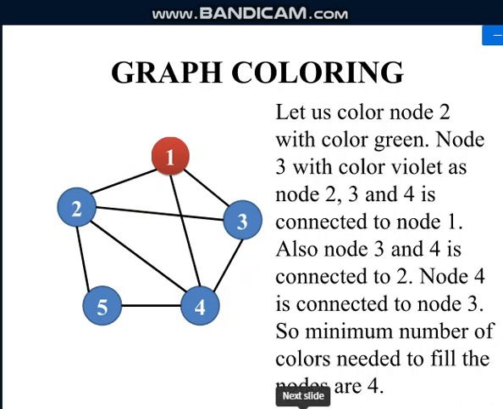So if you look at the graph, what about 5? Should it be given the fifth color, or can we use any of these 4 colors only? Yes, we can use them. 5 is only connected to 2 and 4. You can give any one color among 1 and 3. You cannot give the same color as 2 and you cannot give the same color as 4 because 5 is connected to 2 and 4.